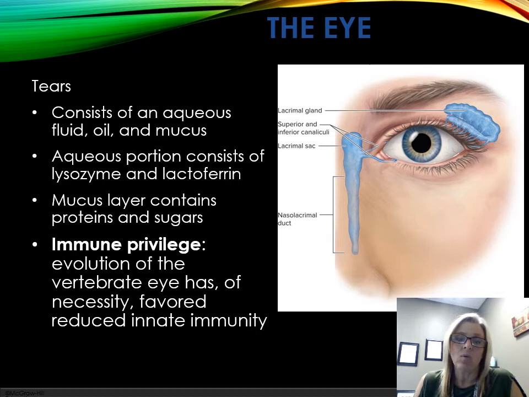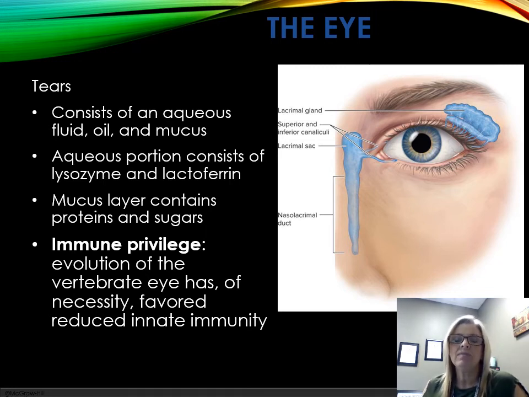They have an aqueous or watery type fluid, and a little bit of oil and mucus in them. They're formed in the lacrimal gland at the outer and upper corner of each eye, and then drain into the lacrimal duct, which is actually the tear duct itself. The aqueous portion has lysozyme and lactoferrin. These are antimicrobial substances. The mucus layer also has some proteins and sugars that are protective in nature as well. And then, of course, we have the general flow of fluids that flush microbes out, to help prevent attachment of microorganisms.